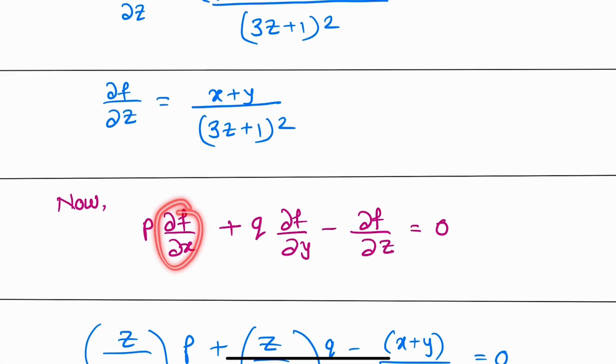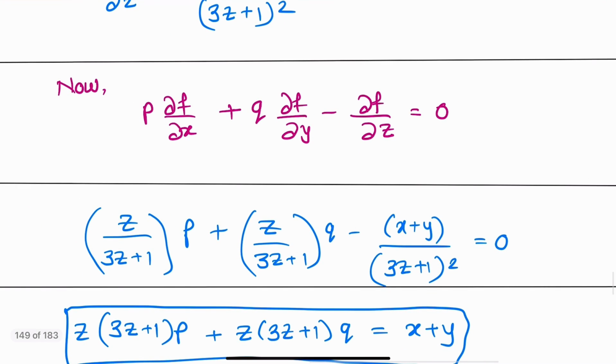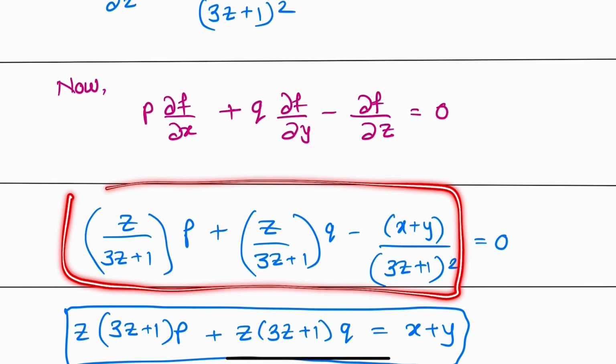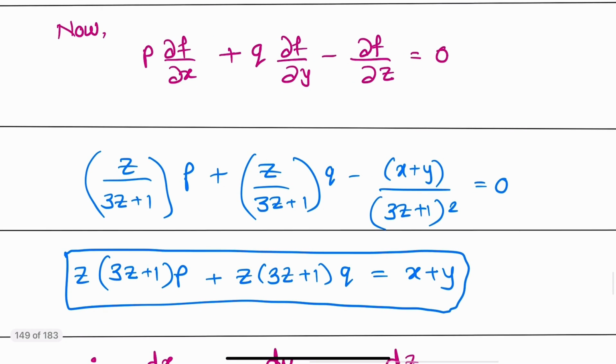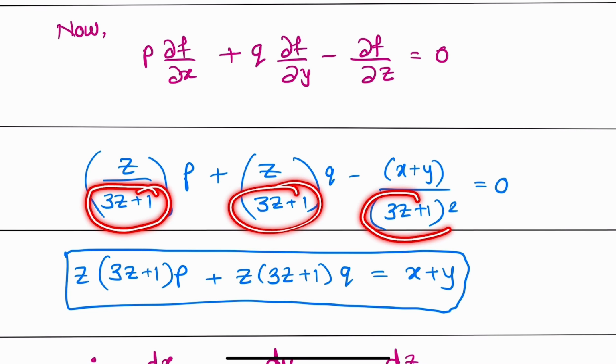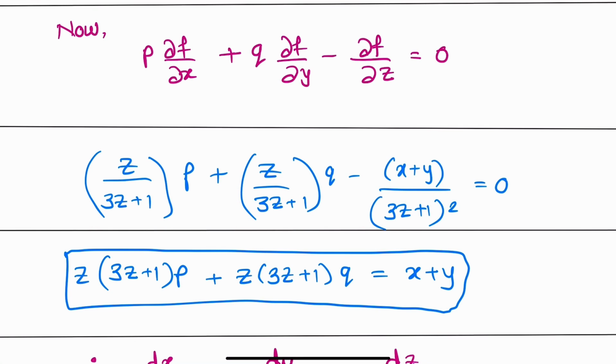Once you put these values in, this is what we will get. Once you simplify it, you see 3z plus 1, 3z plus 1, 3z plus 1 whole square. So if we multiply by (3z plus 1) whole square throughout, these will get cancelled out, and this is the equation that we will get.